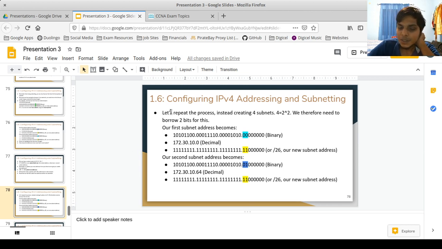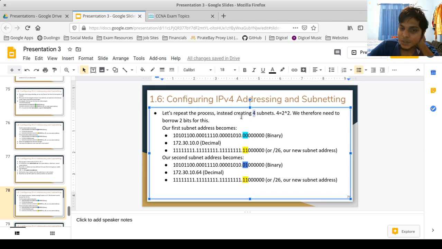So let's repeat the process, this time creating 4 subnets. So 4 is equal to 2 to the power of 2. We therefore need to borrow 2 bits for this. So with this bit of math, you will see Cisco ask these sorts of questions, which is why I put these seemingly random math equations in there. You'll see questions asking you to create 2 subnets or 4 subnets or 5 subnets, and you need to know how to do this math.